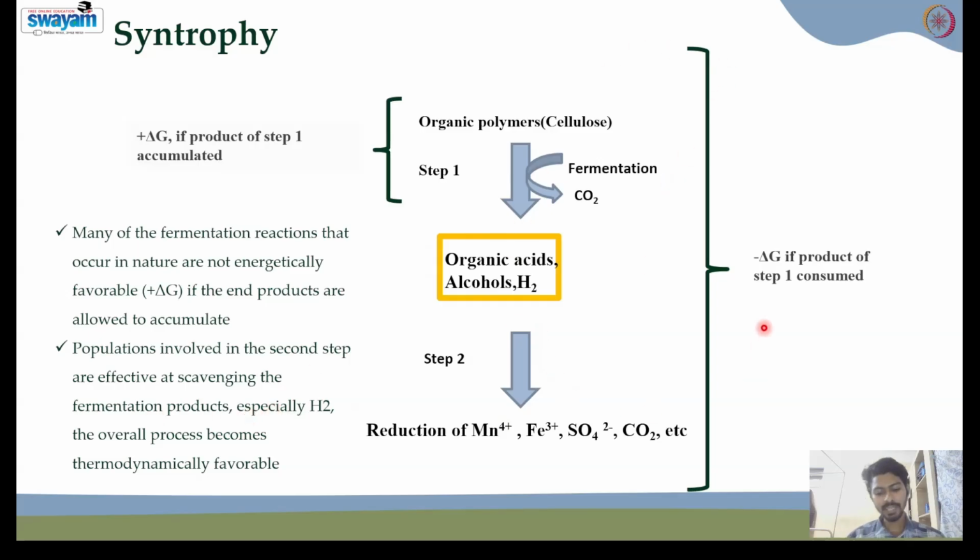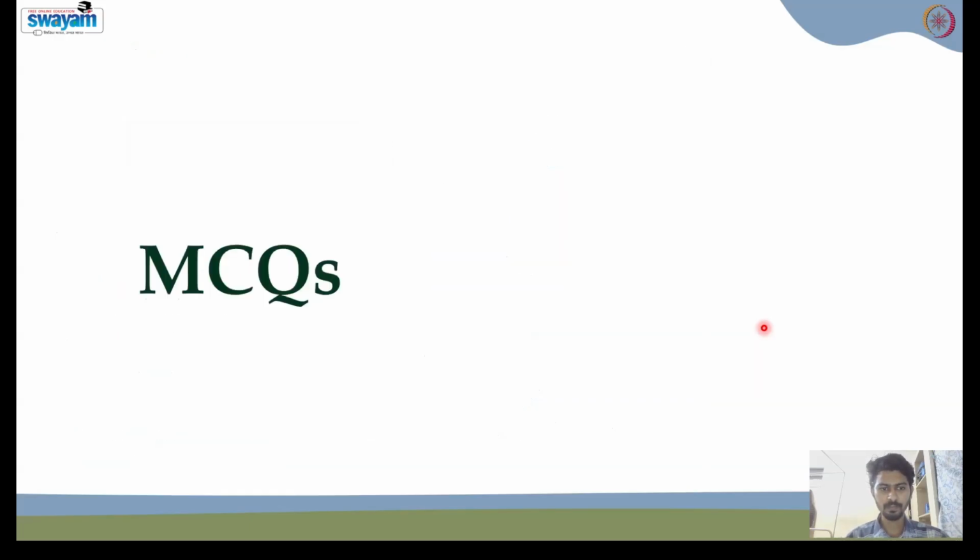So in order to maintain the overall reaction negative, two or more different microorganisms cooperate with each other and try to make a balance and make the reaction energetically favorable. And this is how the concept of syntrophy evolves in the microbial ecosystem.